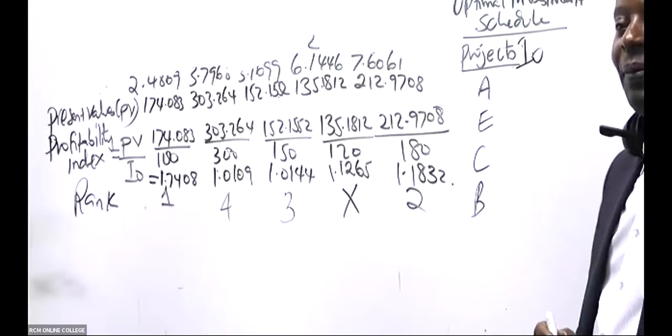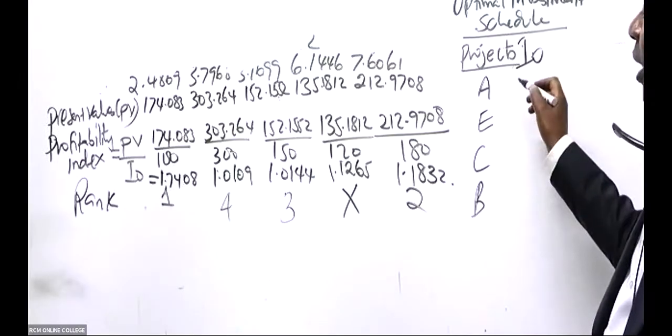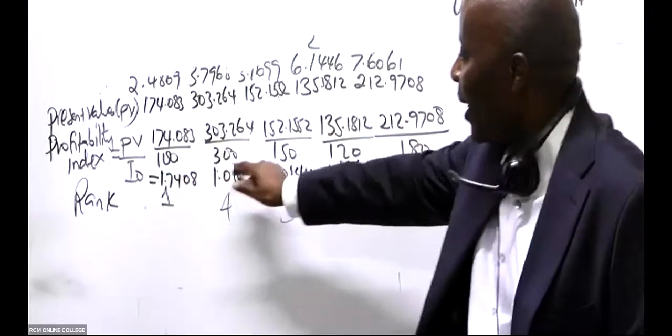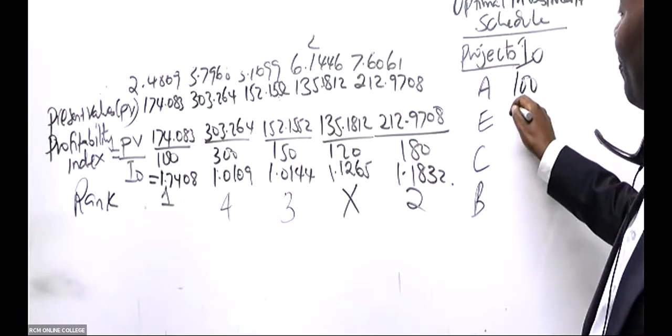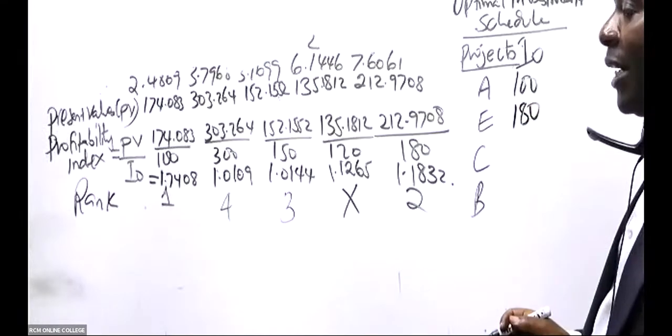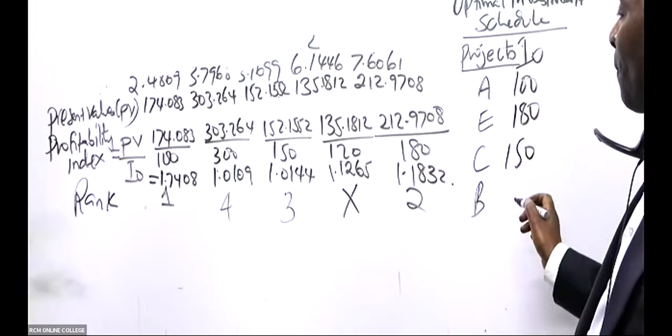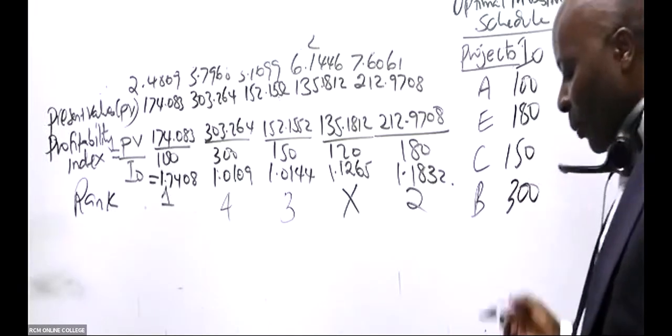Initial outlay, how much is it for A? Oh yeah, 100. Those are the initial outlays. And for E how much, somebody? 180. And for C? 150. And for boy? 300. Now please copy up to there fast.